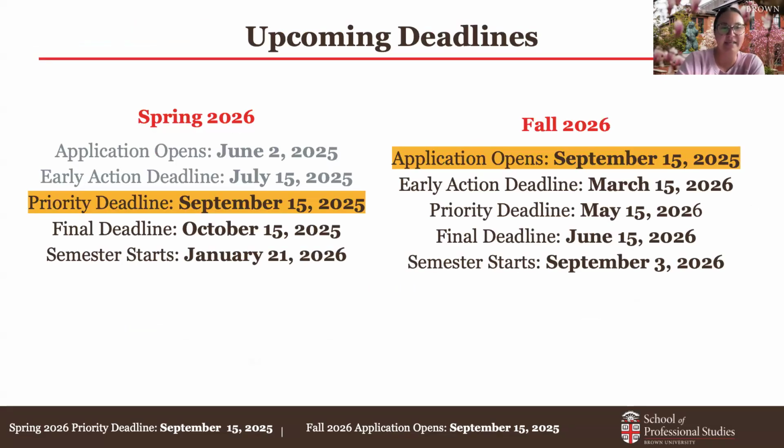Again, some deadlines. Like I said, we are coming up quickly to that priority deadline for spring, we really encourage you to submit your application early. The earlier, the better. You'll probably get a decision sooner. You'll know about scholarships sooner, and then that gives you plenty of time to make a financial plan and get set to start studying in January. And then if you aren't ready yet, we understand the fall application will open in September, and then you can see the deadlines outlined there for the semester that's going to start in a little over a year.